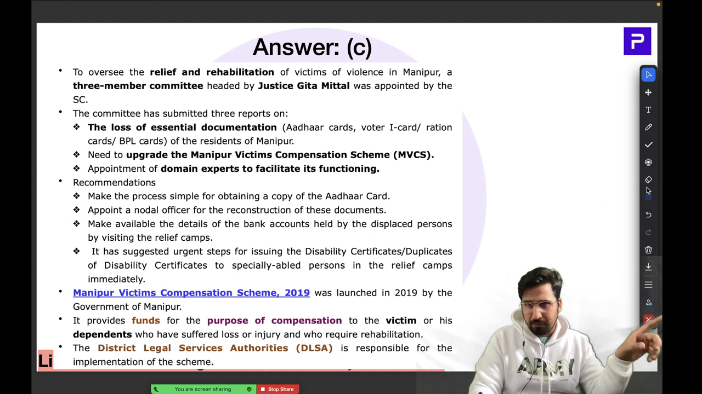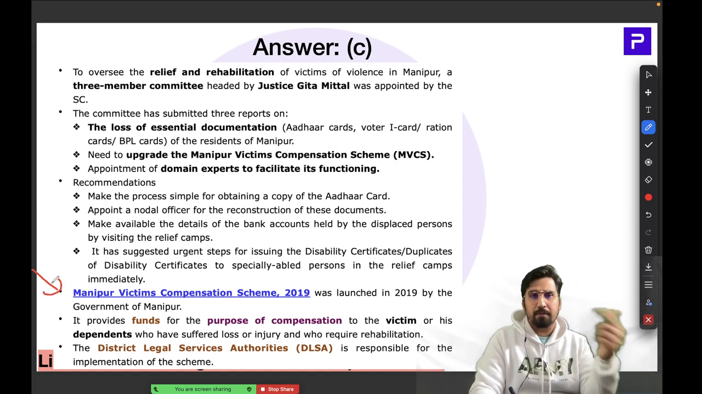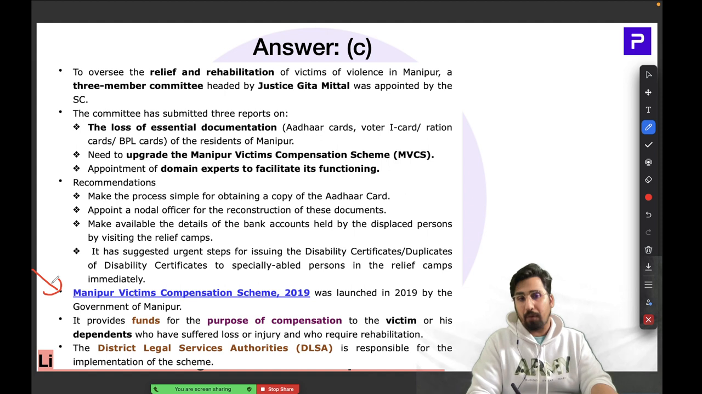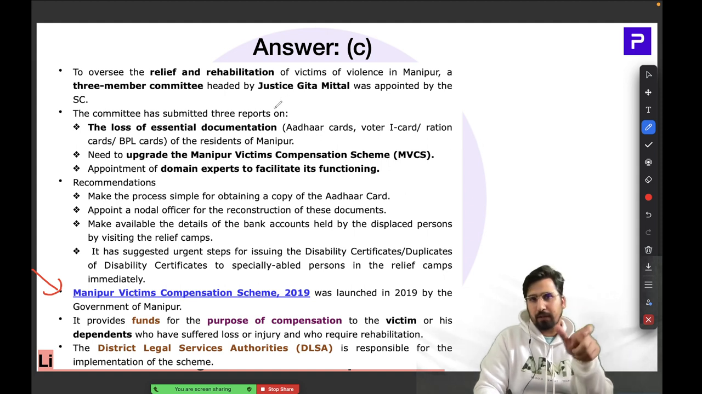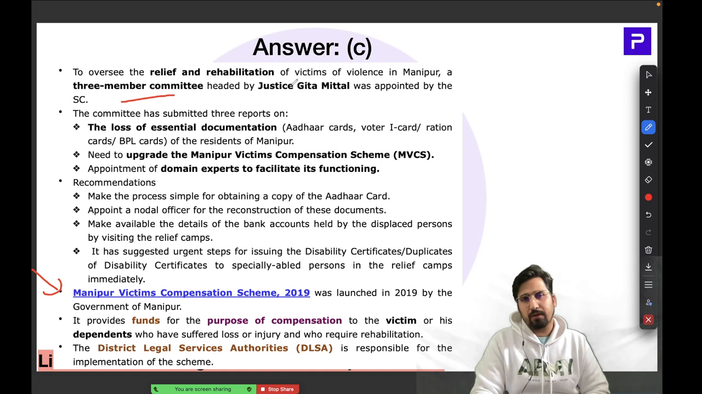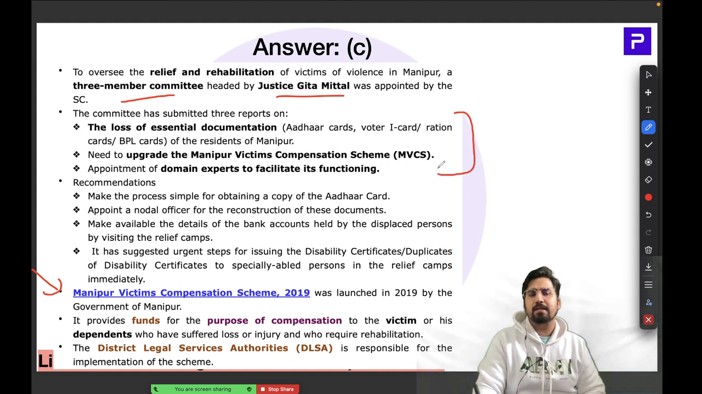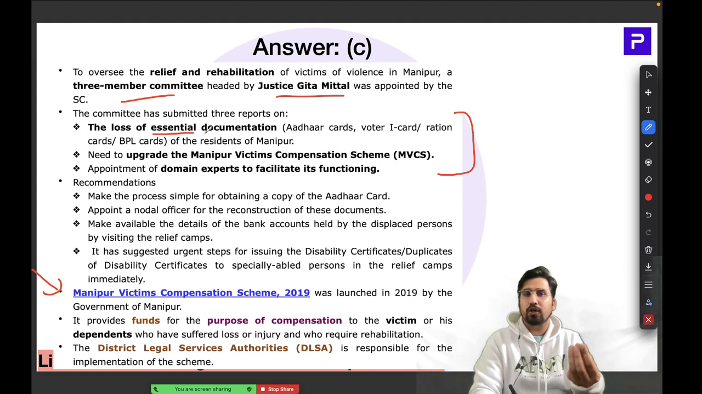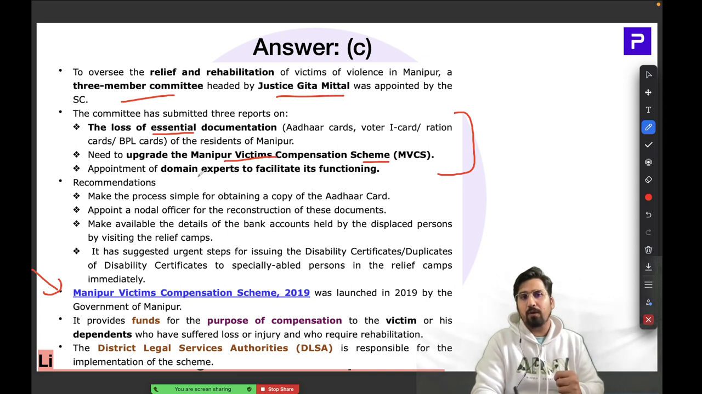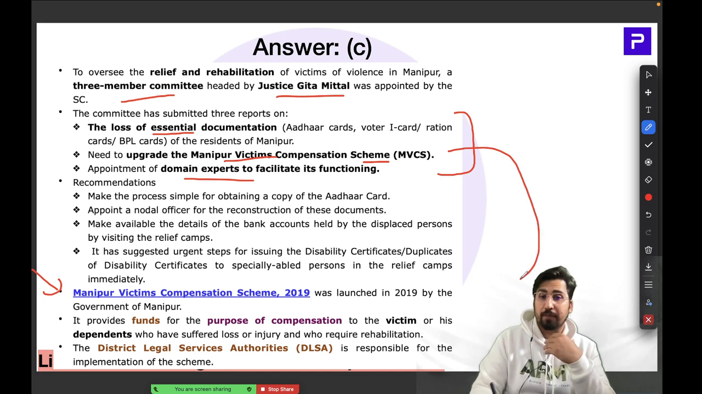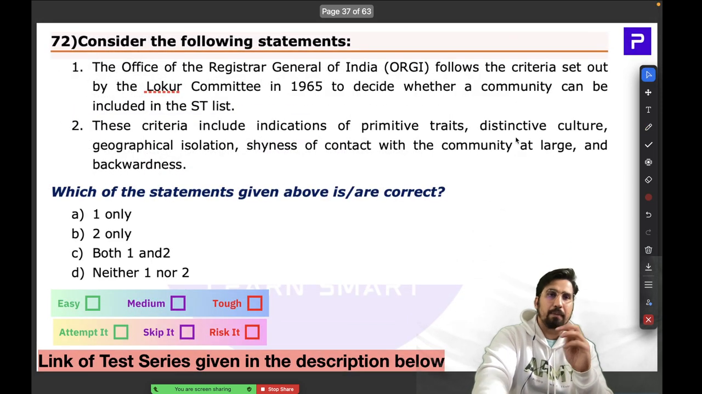Well, talking about this scheme a little bit more, because we have seen Manipur violence recently also. That's why this scheme becomes important, though it's a scheme of 2019, but still very important. Okay, that makes sense. So this particular scheme has a base where a three-member committee was formed under Justice Geeta Mittal, and based on the recommendation, that committee has recommended all these points, that if the person has lost essential documents, then they should be given some relief for the upgradation of the victim compensation scheme. And of course, talking about appointment of domain experts to facilitate the functioning. But with respect to the scheme, the scheme was clearly talking about giving the funds to the people who have lost people in that particular case.